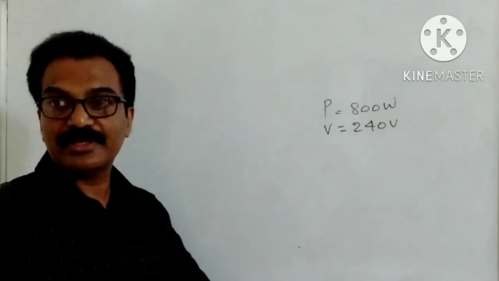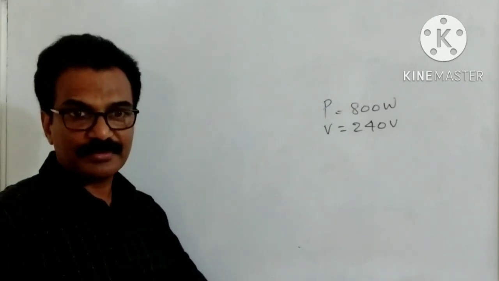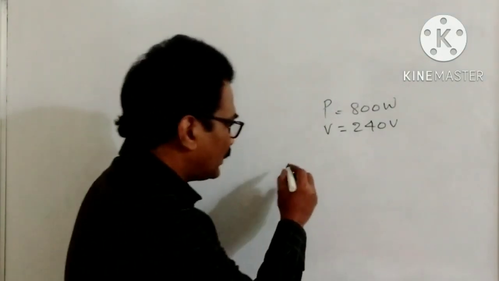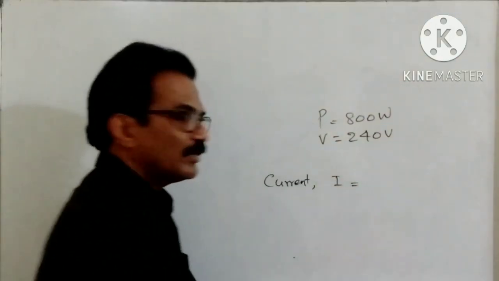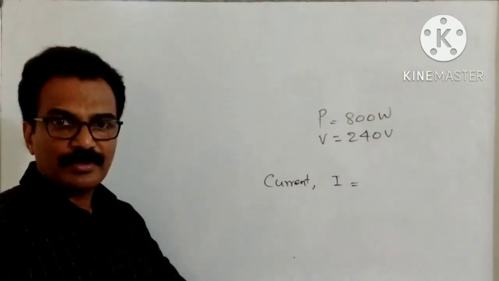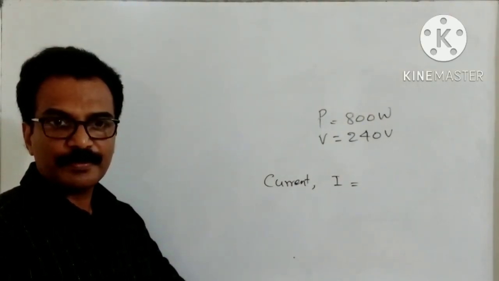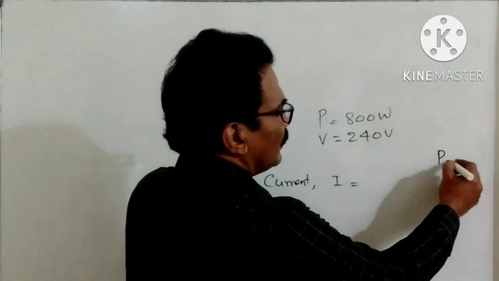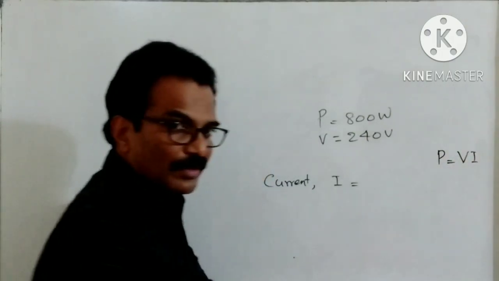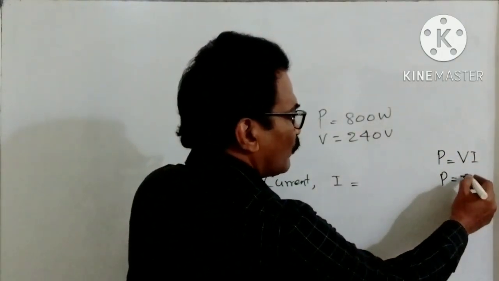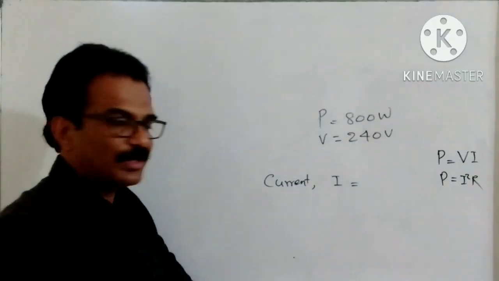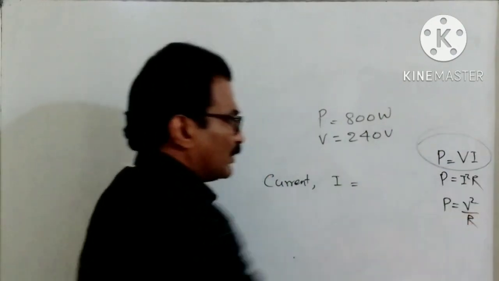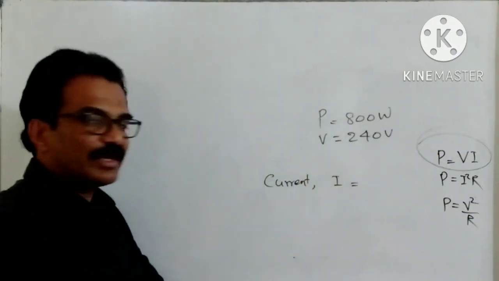3 ampere. How did you get 3? If you calculate the current, you can find the safe current. What is the formula? I is equal to... Here we can use either P is equal to VI, or P is equal to I squared R, or P is equal to V squared by R. Among these we can take this one, and from that I can find the safe current.